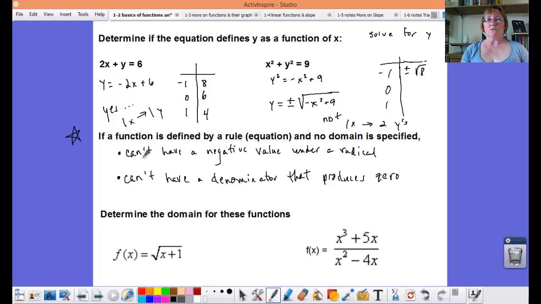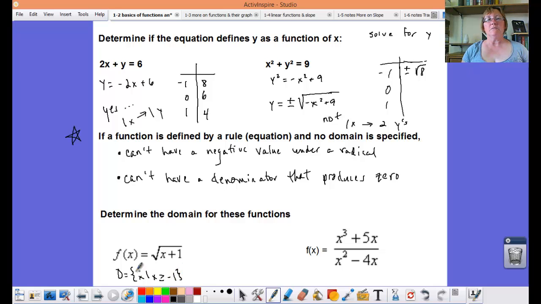This one has a radical, so we're going to look at that here. We cannot use any x that will produce a negative value overall under that radical. So as you think about that, if I put negative 2 in here, negative 2 plus 1 is negative 1. That is not allowed. If, however, I put negative 1 in for x, negative 1 plus 1 is 0, and the square root of 0 is 0. So our domain here consists of all x such that x has to be larger than or equal to negative 1.